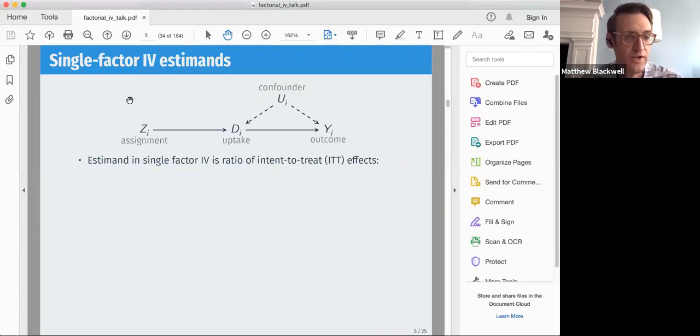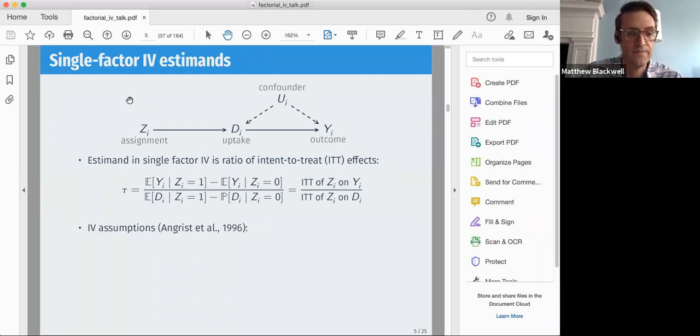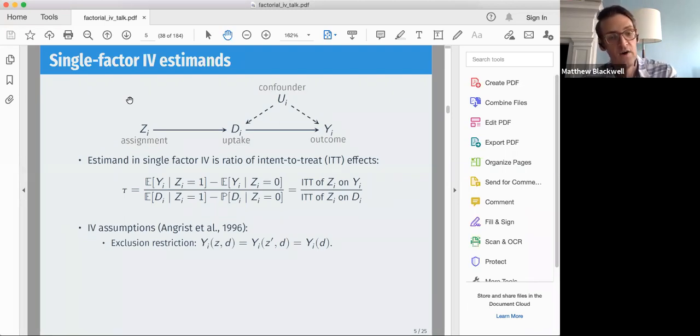In particular, what the single factor IV does is look at a ratio of intent-to-treat effects. They look at the intent-to-treat effect, the average treatment effect of the treatment assignment on Y, the outcome, divided by the intent-to-treat effect of assignment on the uptake. Under this principal stratification approach and a couple of key instrumental variables assumptions defined by Angrist, Imbens, and Rubin, this is going to have a special interpretation.